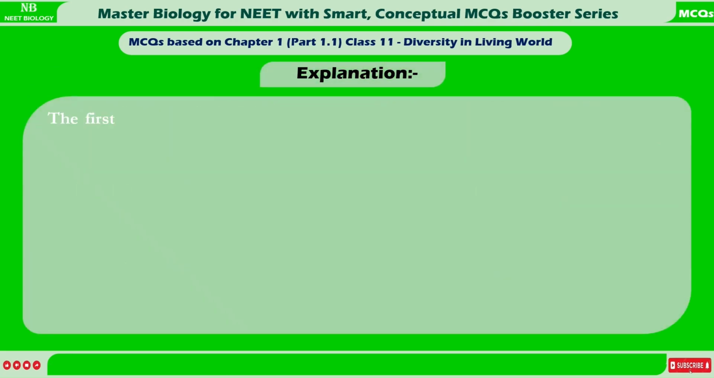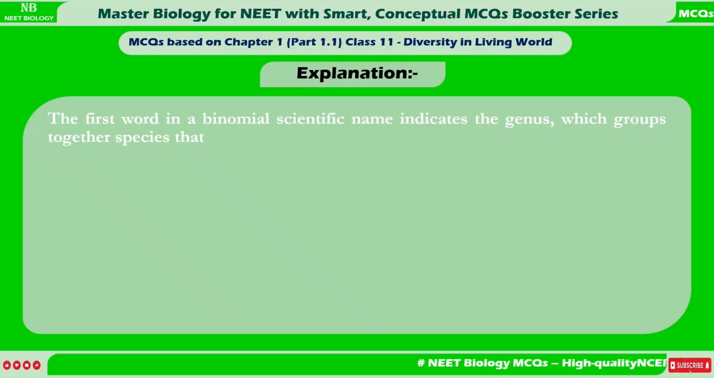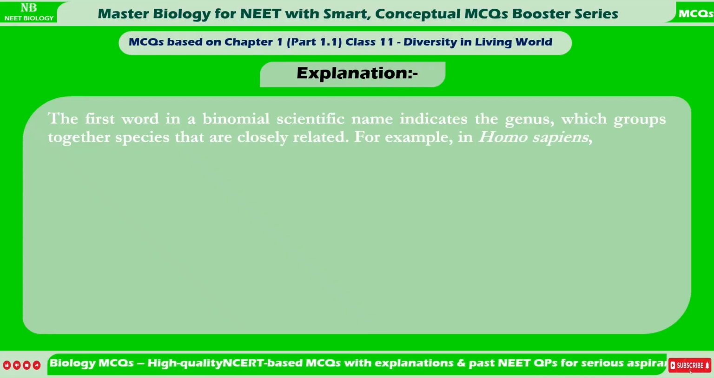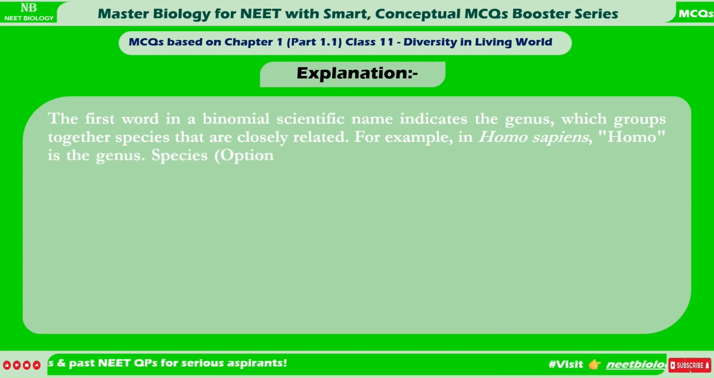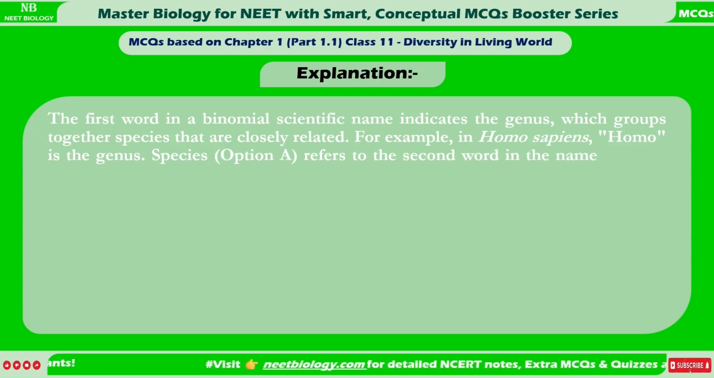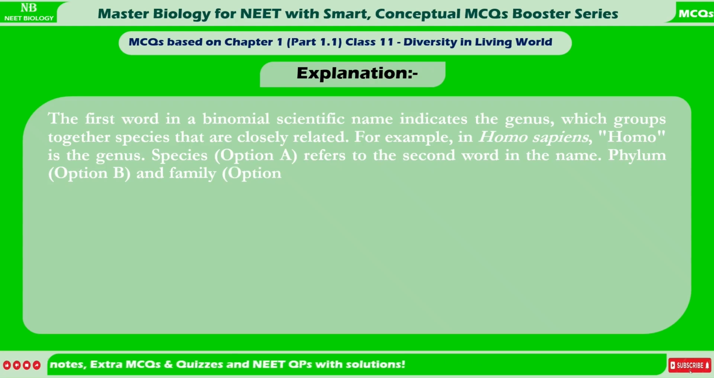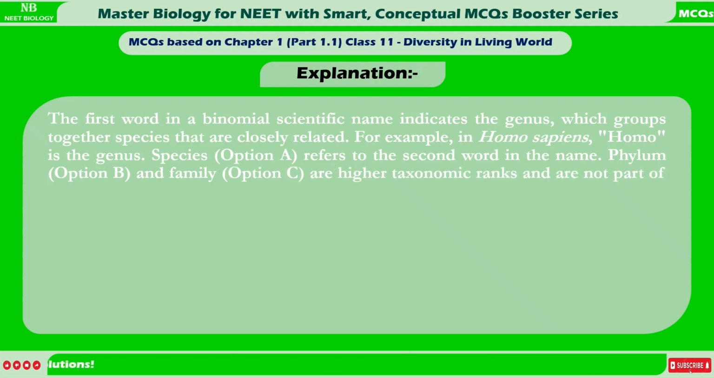Explanation. The first word in a binomial scientific name indicates the genus, which groups together species that are closely related. For example, in Homo sapiens, Homo is the genus. Species, option A, refers to the second word in the name. Phylum, option B, and family, option C, are higher taxonomic ranks and are not part of the two-word name directly. Therefore, the genus is correctly represented by the first term.